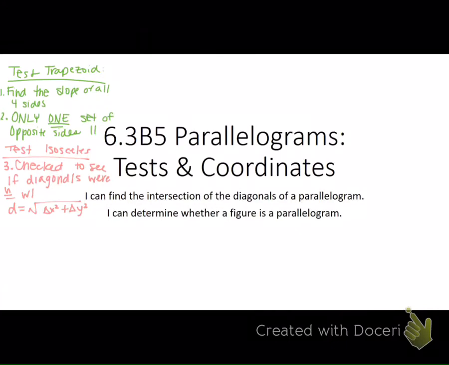Do we understand that? Also, you are going to be learning more. So we've learned 3 shapes. You're going to learn 3 more, which means you're going to need to know 3 more tests after today. So keeping all of those things separated is going to be super duper important.